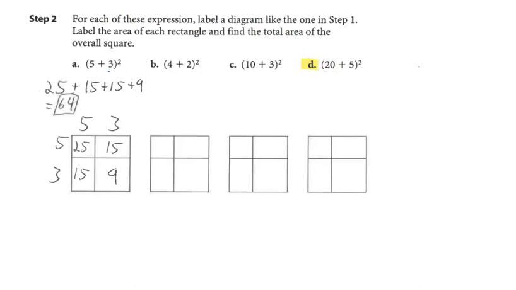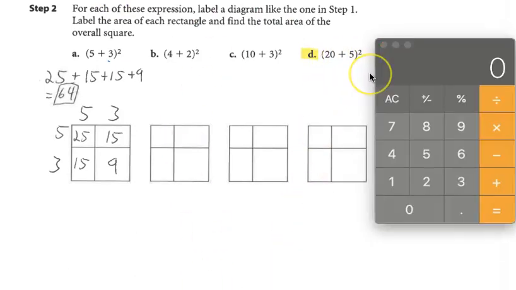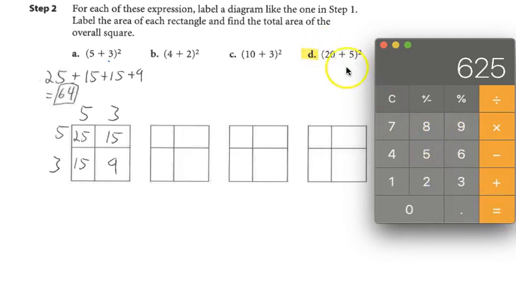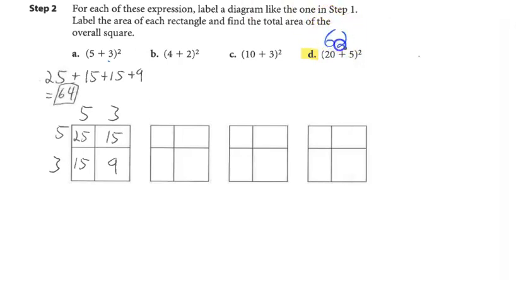We'll do D together. Alright, 20 plus 5 to the second power. For larger numbers, feel free to use the calculator to help you. 20 plus 5, that equals 25. And 25 squared, or 25 times 25, equals 625. So we already know the answer here equals 625. But let's practice working out this multiplication problem using our box diagram.